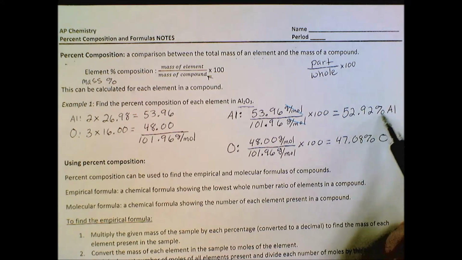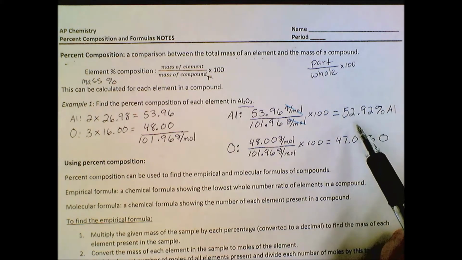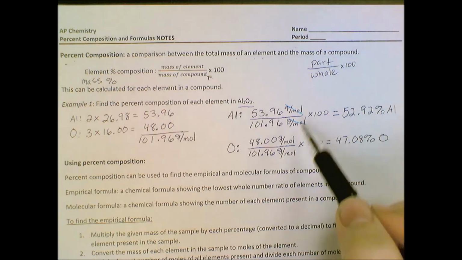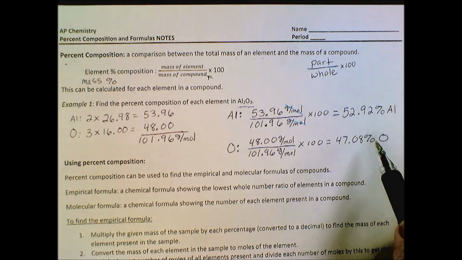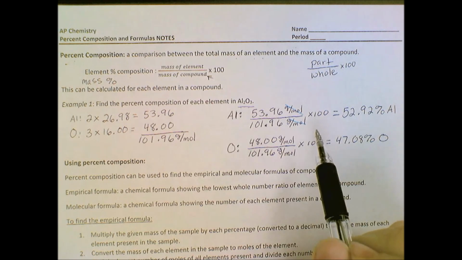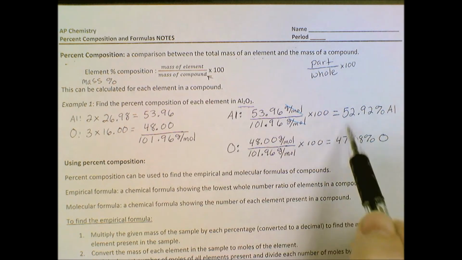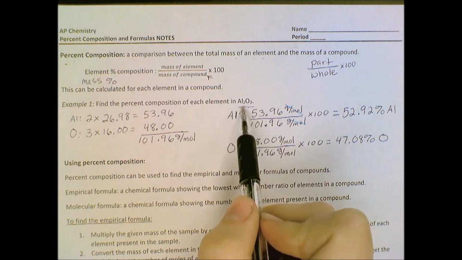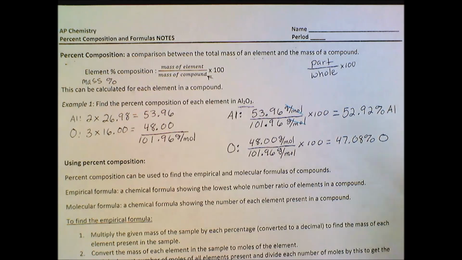So what this means is that if you were handed any sample of aluminum oxide, Al2O3, you could predict that 52.92% of the mass of that chemical is made of aluminum, and 47.08% of the mass is made of oxygen. So it's something we can use to actually help us figure out chemical formulas. So this is how percent composition is calculated. A lot of times we use percent composition to go backwards to actually determine the chemical formula. So that's actually what we're going to do next.